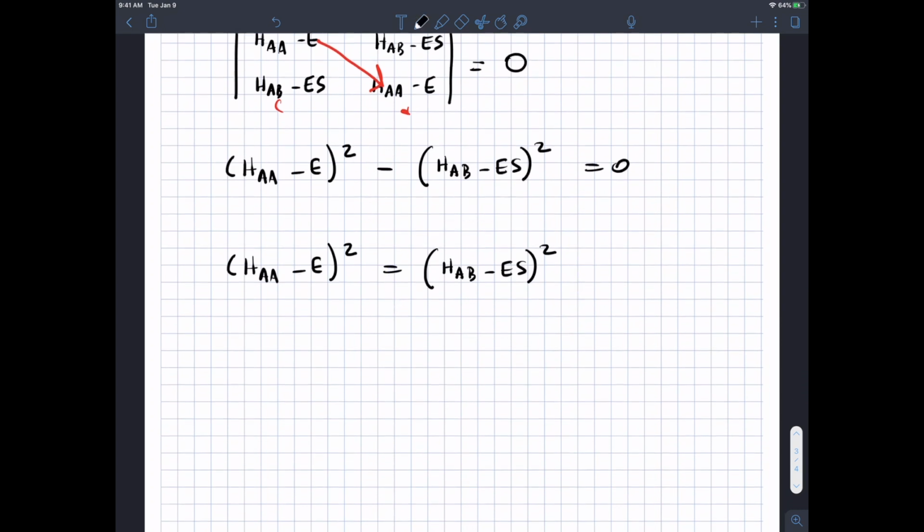Then we simply take the square roots, so we can say HAA minus E equals, we have to remember that when you take the square root of something, you've got both positive and negative values, plus or minus (HAB minus ES). Did I screw something up? Okay. One question I had here, Josh, is I didn't understand why it wasn't plus and minus on both sides, since we're taking the square root on both sides. Shouldn't it be plus or minus HAA minus E as well?